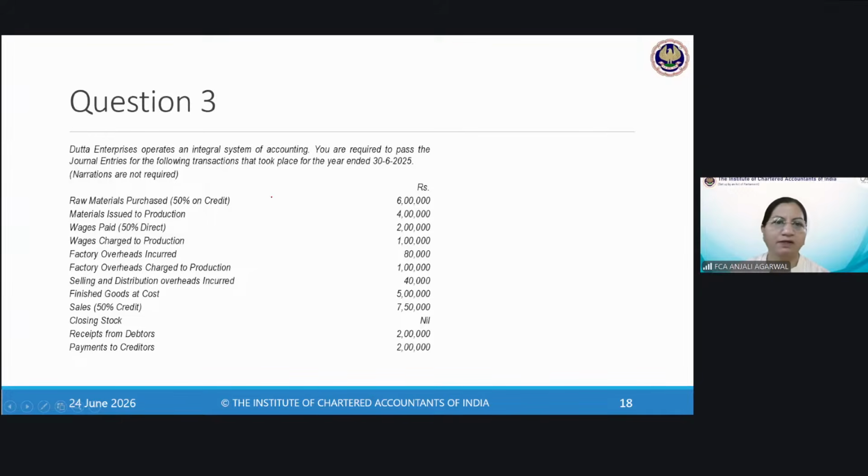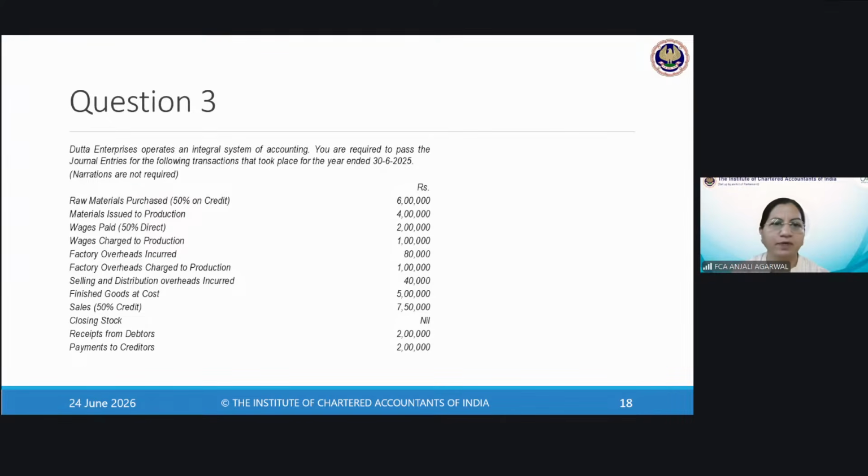Let us now look at integral system of accounting. Previous question was also integral system. How did we know that? Because the words that were there in the accounts were creditors. So had it been a non-integrated, we never use the word creditors. We use the word general ledger adjustment account or cost ledger adjustment account, right? Control account.